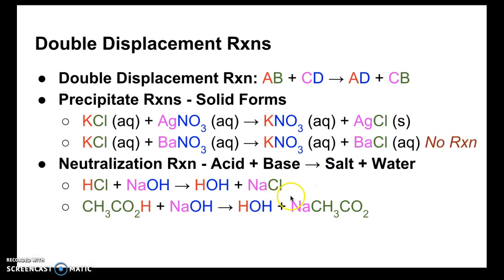As in all these examples, there's an exchange that happens here. For acid and base, the things that exchange are the hydrogen and the hydroxide. They partner up, and then the metal and the non-metal from the base and acid respectively partner up to form a salt.